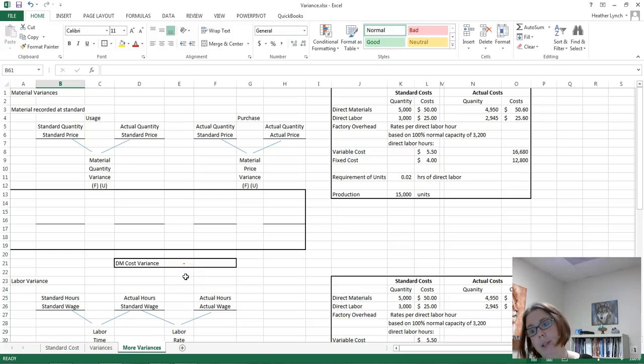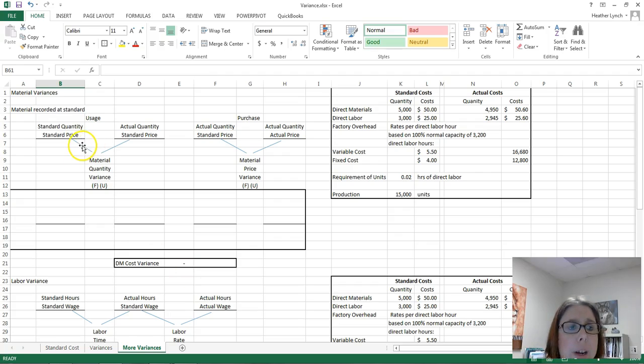Hello, I'm back. Okay, so again, we're going to do the material variance, labor variance, and then I'm going to add factory overhead cost variance using the same sheet. Now, they have provided some of the information for us. So on this one, it shouldn't take nearly as long.